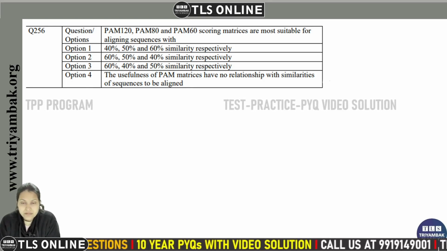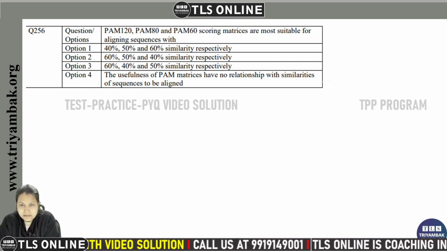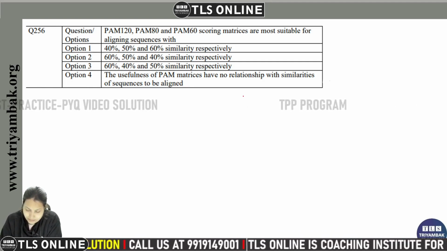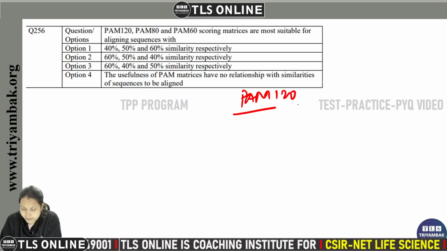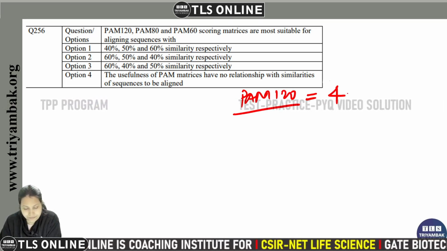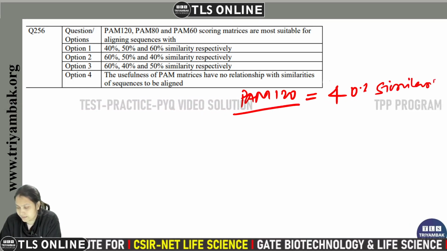The question is: PAM120, PAM80 and PAM60 scoring matrices are most suitable for aligning sequences with. PAM120 ki baat karen, that means there is only 40% similarity between the sequences.